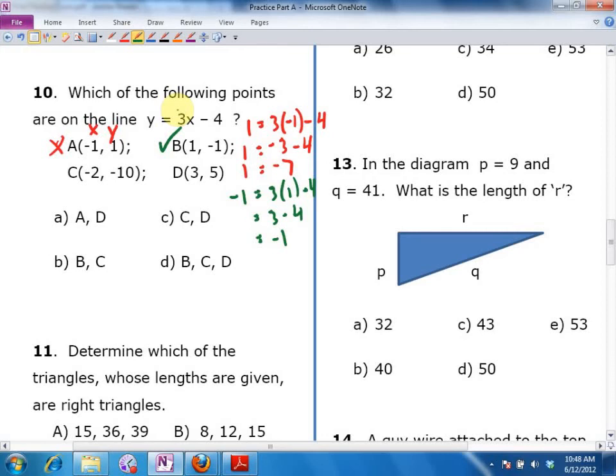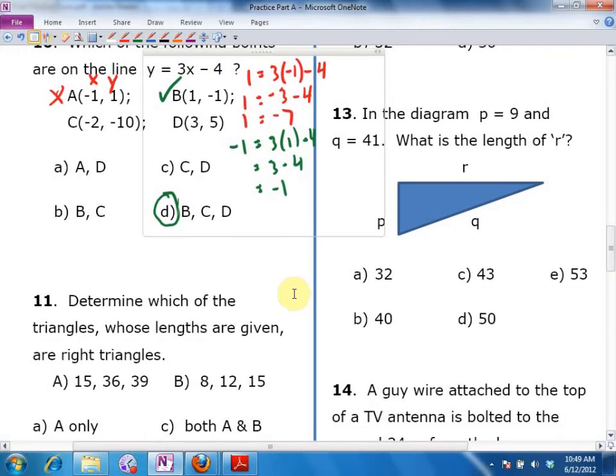What do you get for that? Anybody have an answer? Kyle, what'd you get? So A, B, C, or D? Which one? B? No, sorry. Good try. D it is. The answer is D. B, C, and D all work. You plug those numbers in. They all, left side is equal to the right side. That means those points are on the line.